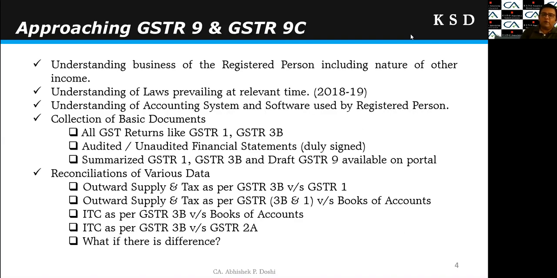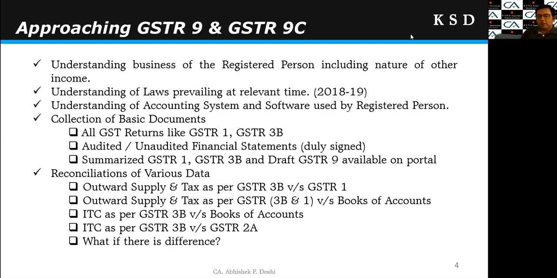Then understanding of the accounting system and software used by the registered person. This is very important because every registered person may have a different accounting system. More or less the basics of the system will be the same, but they may have some different systems. Say for example, many people have different ledgers for the different GST ledgers, right? CGST, SGST, IGST. Some registered persons may also maintain rate-wise CGST, SGST, IGST ledgers. Some people may maintain only one GST ledger for inward and outward, right?